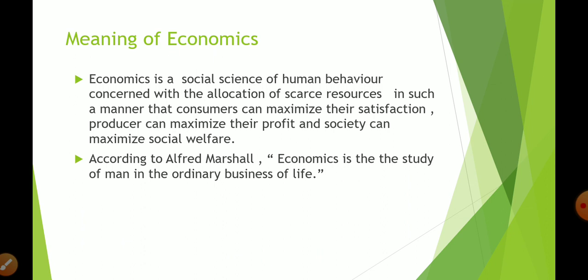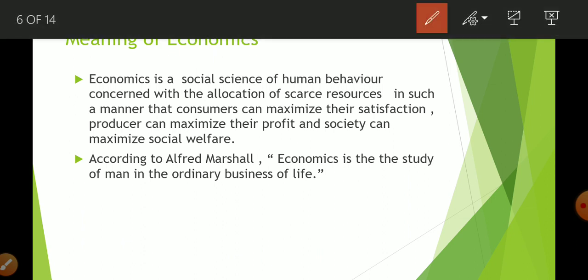What is the meaning of economics? First of all, its standard definition: economics is a social science of human behavior concerned with the allocation of scarce resources in such a manner that consumers can maximize their satisfaction, producers can maximize their profit, and society can maximize social welfare. According to the economist Alfred Marshall, economics is the study of man in the ordinary business of life.